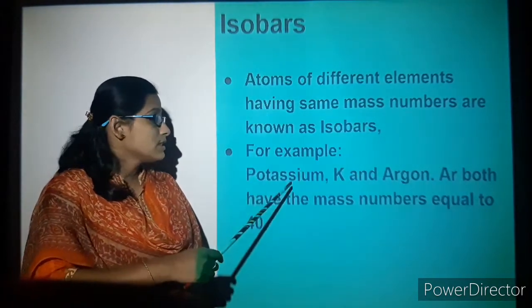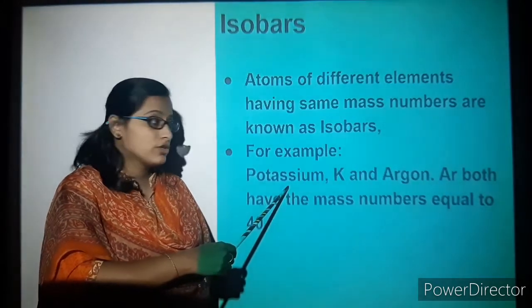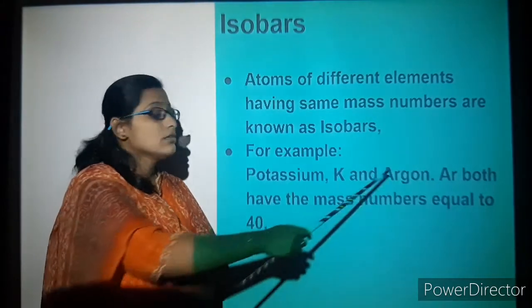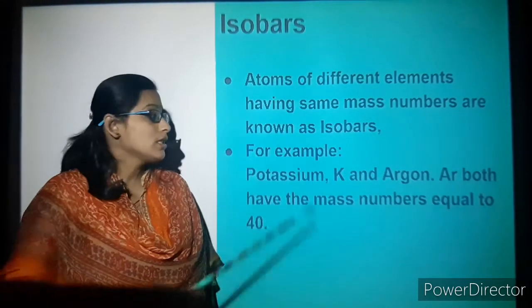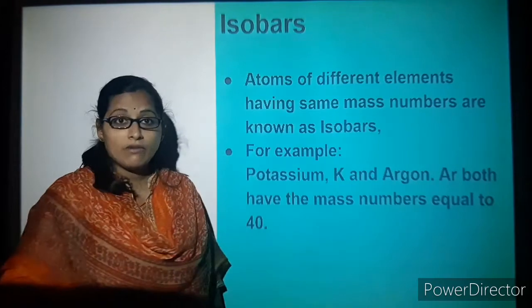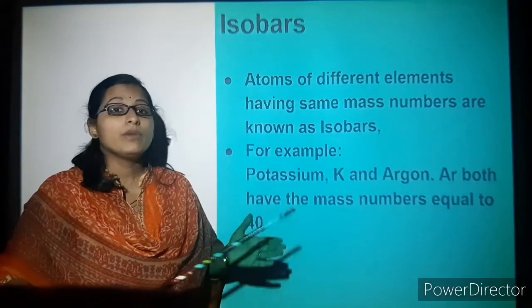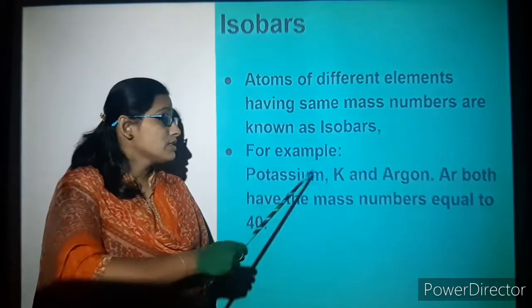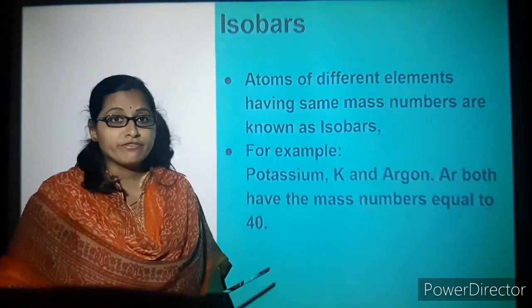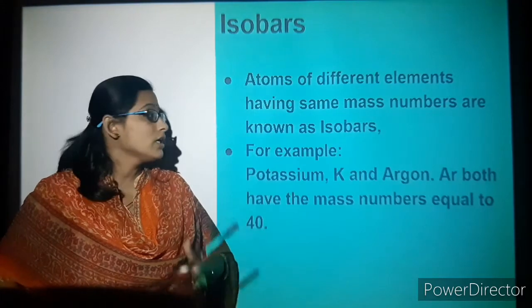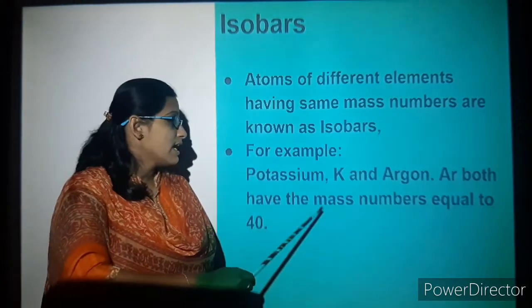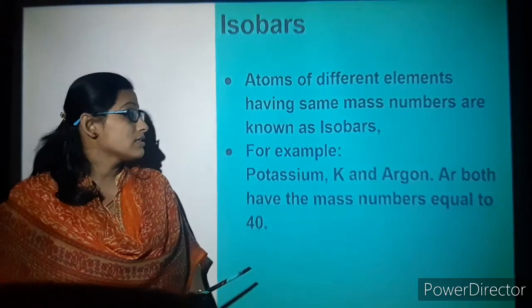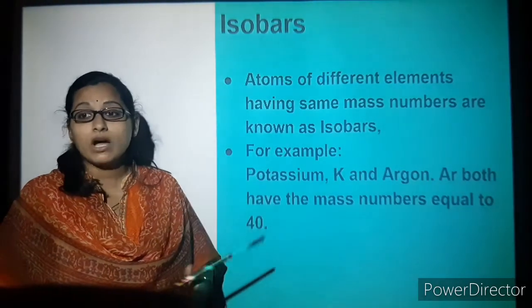For example, take potassium, K, and argon, Ar. These are two different elements. They have the same mass number, but the number of protons will be different. So you can see that they have the same mass numbers. Next we will see some examples with respect to isobars.